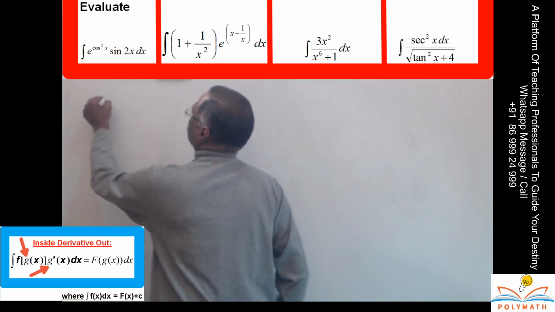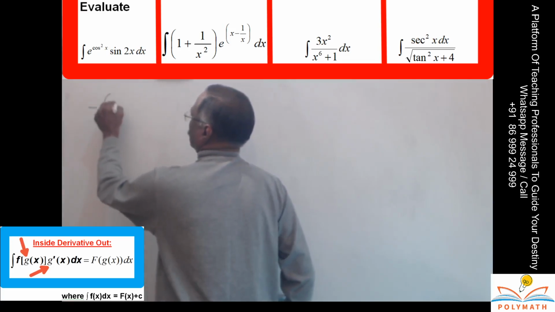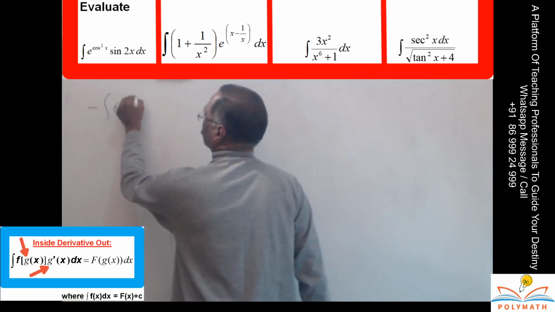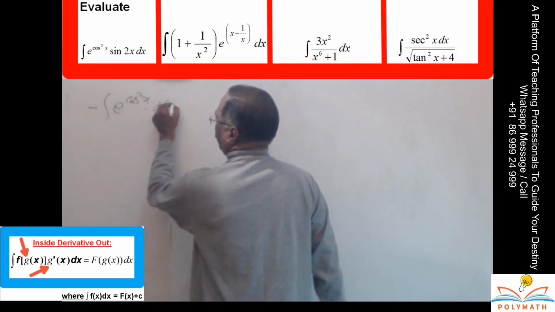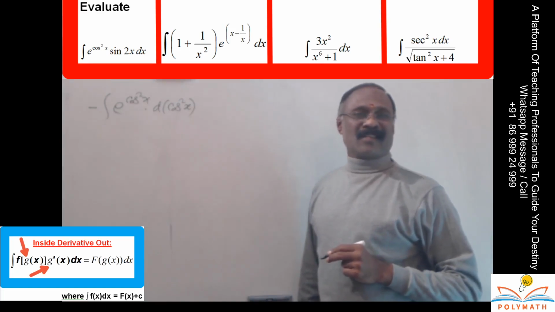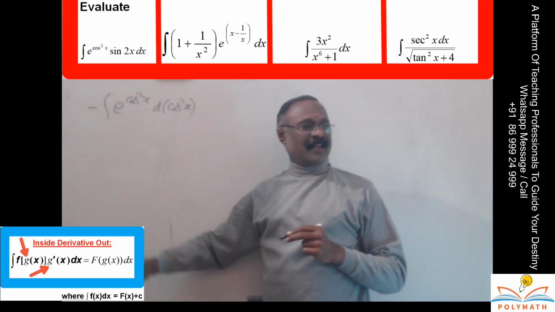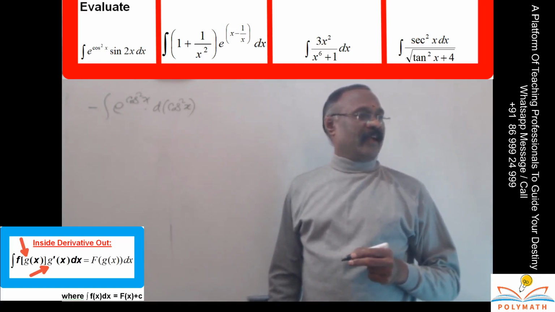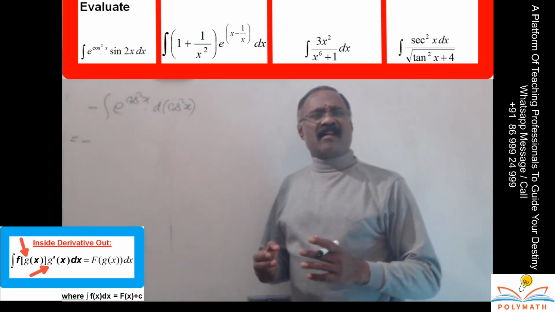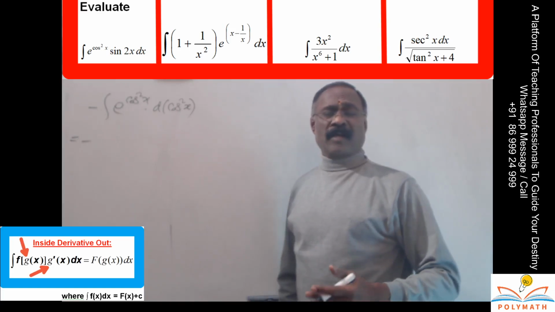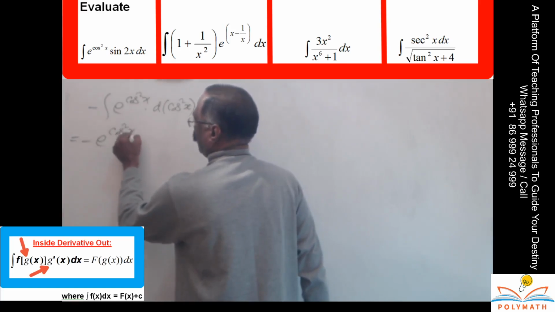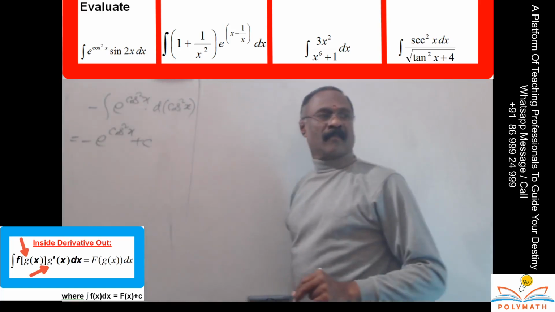No problem. It is integral of minus e power cos square x into derivative of cos square x. Just check it out. Derivative of cos square x is 2 cos x into minus sin x. Minus is missing. That is why I wrote minus outside. Now straight away take it in the standard format, integral e power x. E power x integral is e power x only. So your answer is minus e power cos square x plus c. It is done.